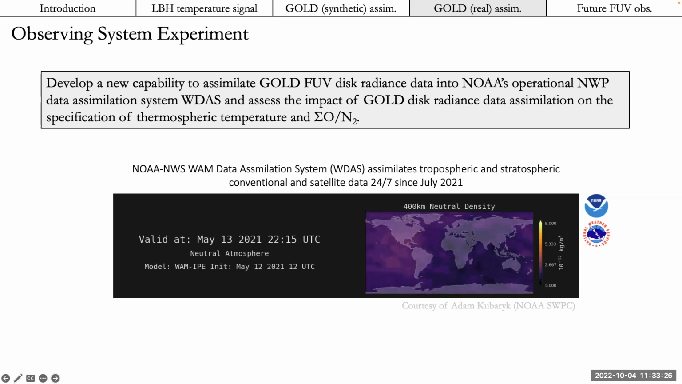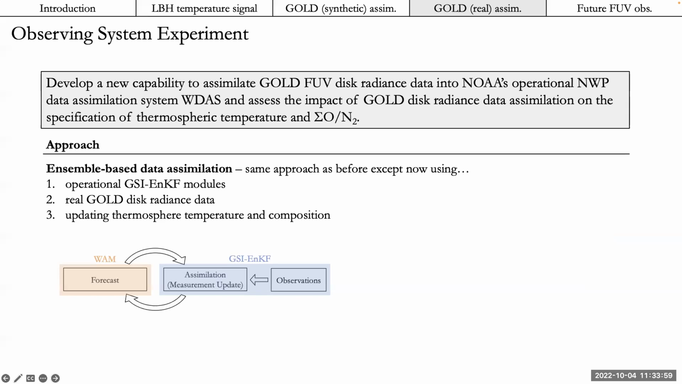And WDAS has been operational since July 2021 and is currently assimilating tropospheric and stratospheric observations. But as far as I know, as of yet, it has not yet assimilated thermosphere or ionosphere observations, at least in an operational sense. And this means that there are exciting opportunities to incorporate new observational data sets into WDAS, and not just FUV data.